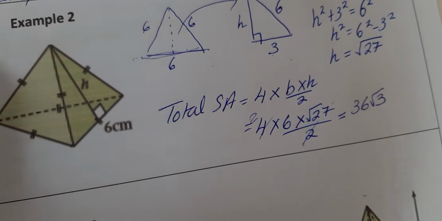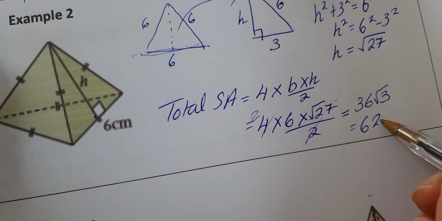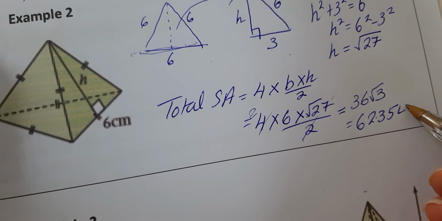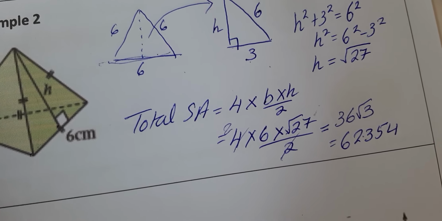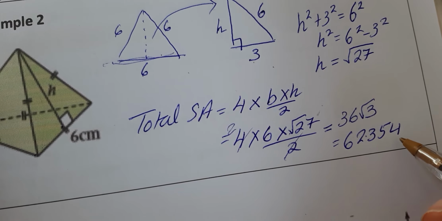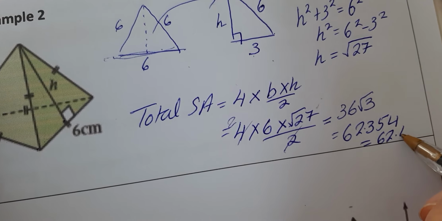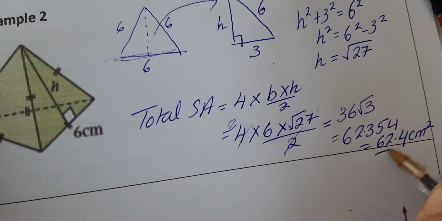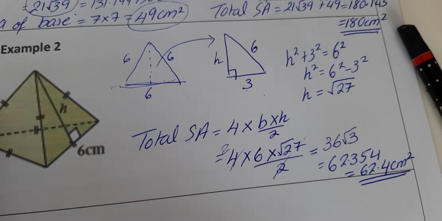If I put that in decimal form, 62.354 or 62.4 centimeters squared is my total surface area.